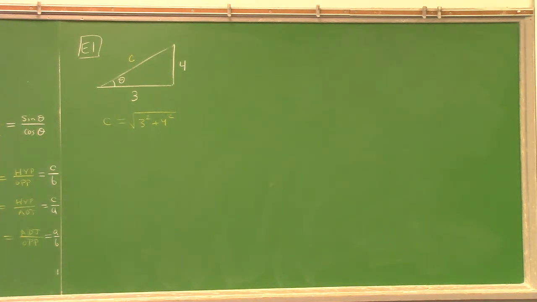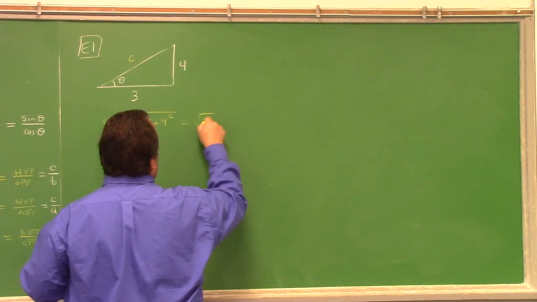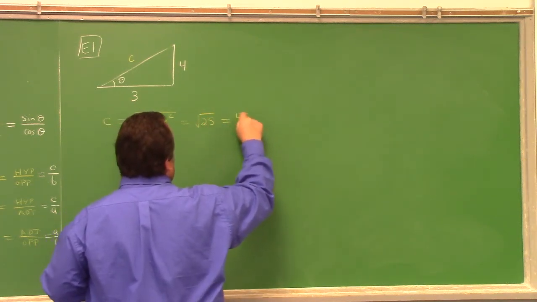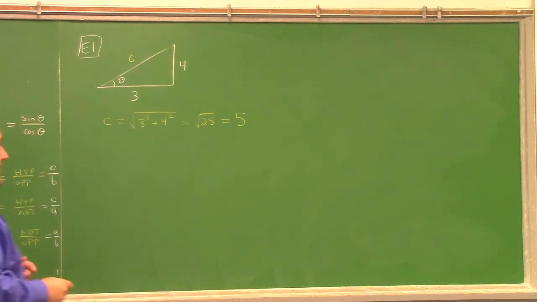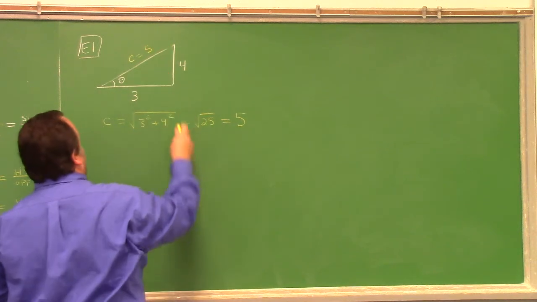So that's 9 plus 16, which is 25. Square root of 25. I heard 5. Very good. Yes, of course, this is the famous 3, 4, 5 triangle. So in fact, yes, C equals 5. We figured that out. Now it's a simple matter.